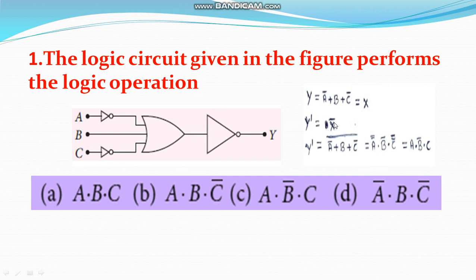If we assume the output A bar plus B plus C bar as X, the logical inversion here gives Y dash is equal to X bar. But actually X means what? A bar plus B plus C bar. Yes, according to De Morgan's law, what happens? See here, A bar bar dot B bar plus C bar bar. So according to that, our answer is C.